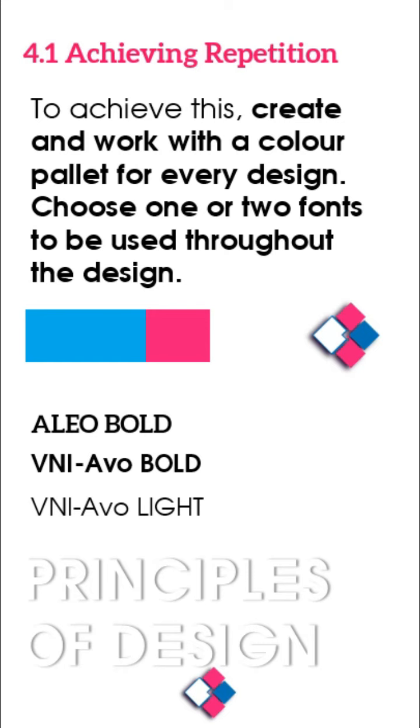And for our text, we make use of Alio bold mostly for our topics and our subtopics. Then for our normal text, we make use of VNI Avo bold and VNI Avo light. VNI Avo light is basically used for the normal text. Then when we want to create a contrast in text, like trying to draw importance to a particular text, we make use of VNI Avo bold. And that is what we make use of throughout all our productions.